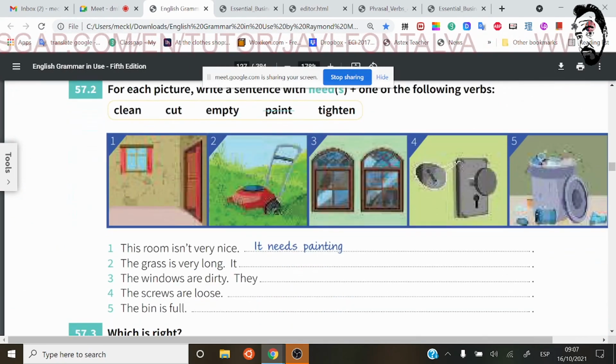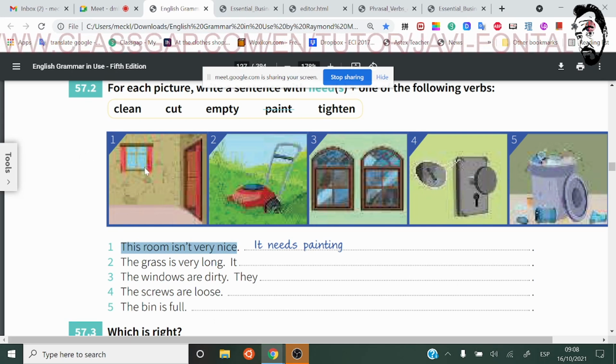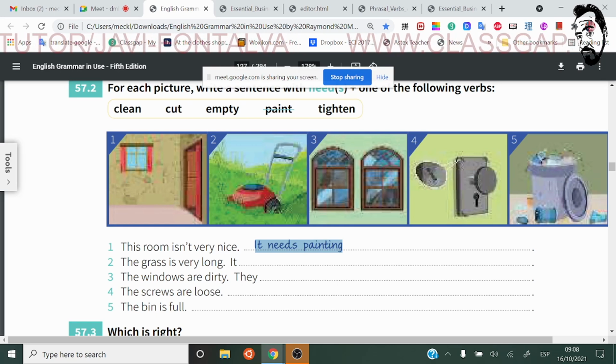Okay, we'll do just one. So you imagine you have a house, and the house is old. It has a lot of problems. So you have to do a lot of stuff. Yeah, as you can see. For example, picture number one, you have a dirty room. So you would say, this room isn't very nice. It needs painting. It needs painting. Hace falta que lo pinten. Yeah? It needs painting.